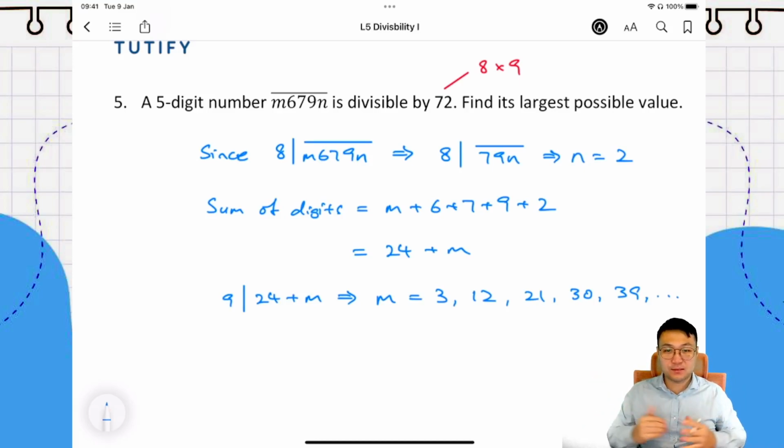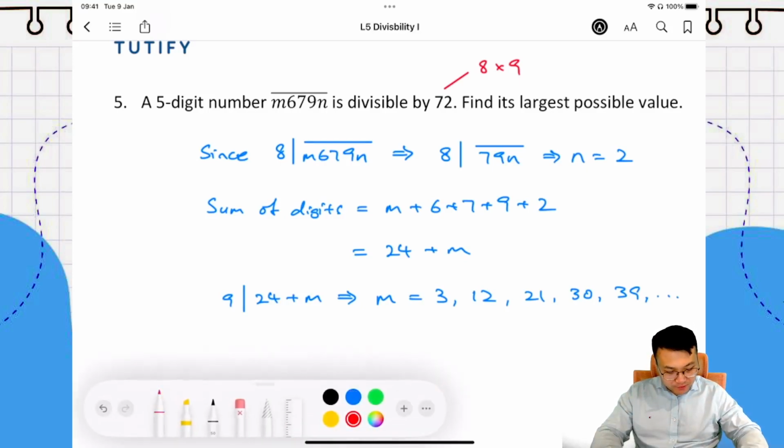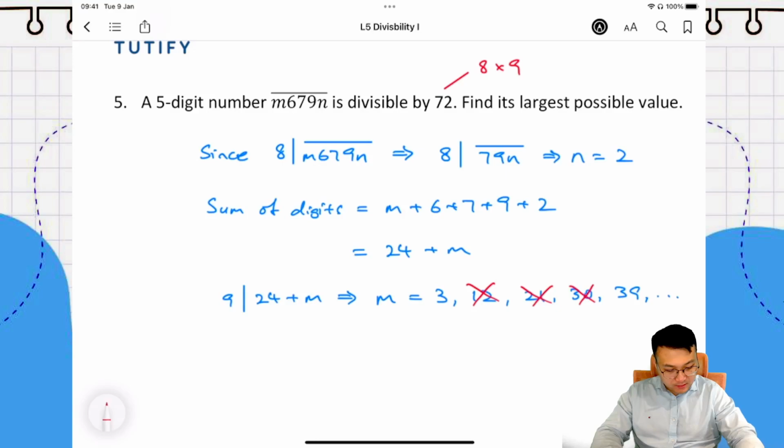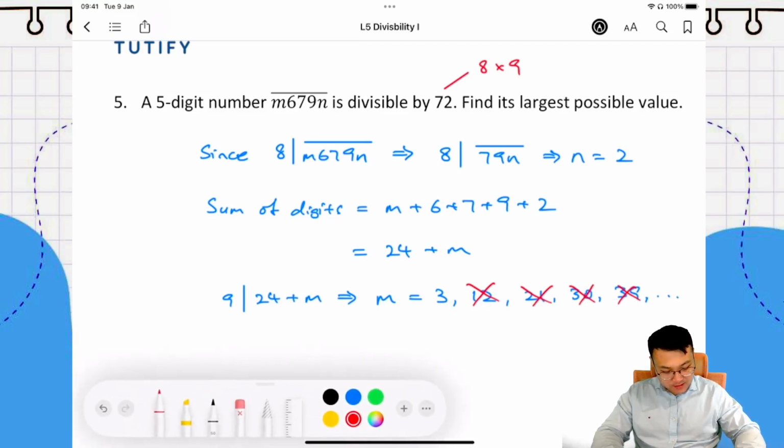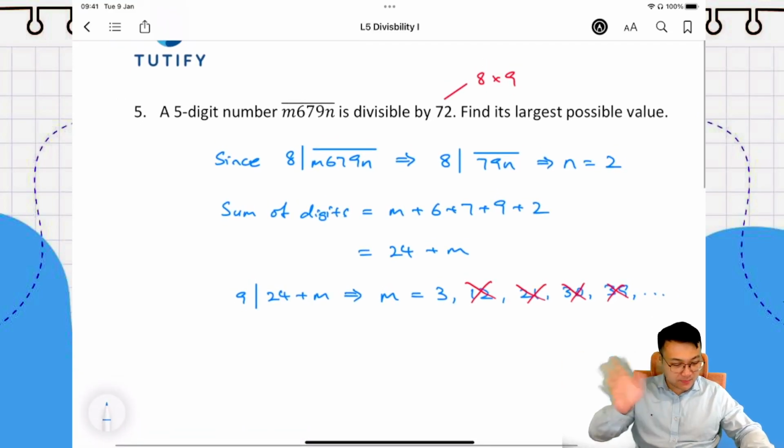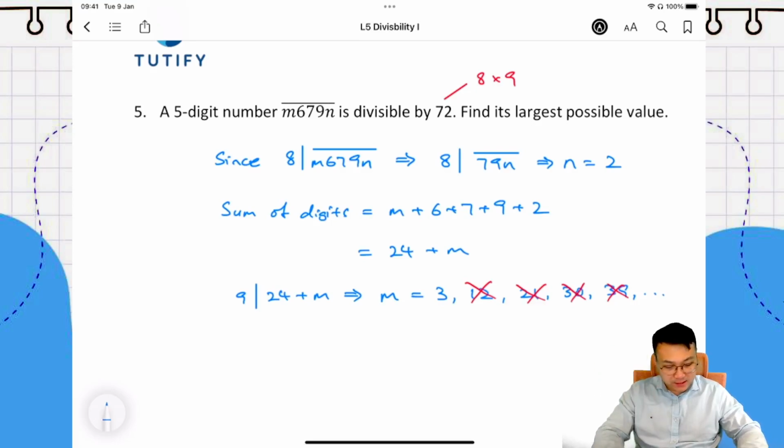So then what is m then? 12 onwards cannot, because m is a single digit number. Very good. You are correct. You cannot accept double digit 12, 21. So therefore, what is the final answer? 3, 6, 7, 9, 2. Well done. Thank you, Eun.